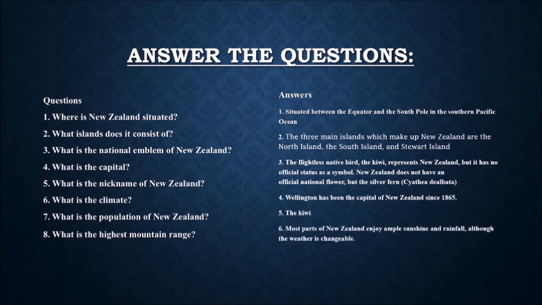Most parts of New Zealand enjoy ample sunshine and rainfall, although the weather is changeable. And next question. What is the population of New Zealand? About 49 million people. And last question. What is the highest mountain range?